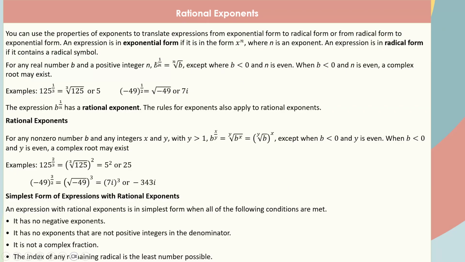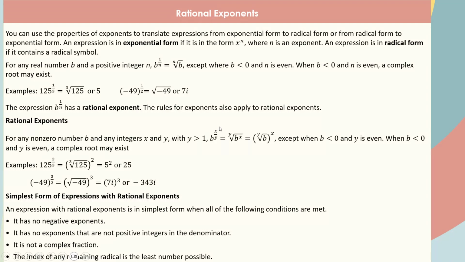Rational exponent, so that's when we have a fraction. If we had b to the 1 over n, that's the same as the nth root. So for example, 125 to the 1/3 power is the same as the third root of 125. Negative 49 to the 1/2 power is the same as the square root of negative 49, which would be 7i.